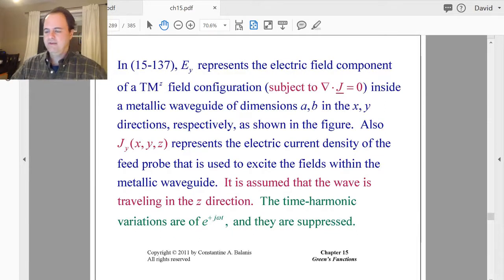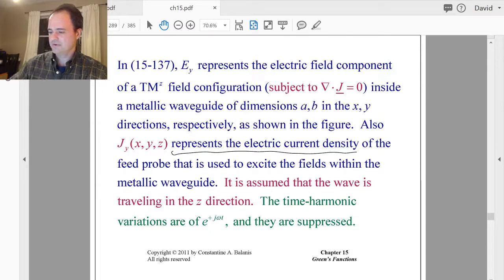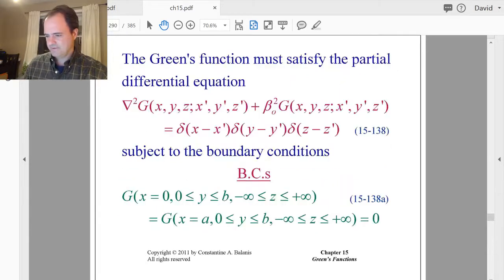So E of y represents the electric field component of a TMZ field configuration inside the metallic waveguide of dimensions A and B in the x, y directions respectively, as shown in the figure. Also, J of y represents the electric current density of the feed probe that is used to excite the fields within the metallic waveguide. We knew that from prior chapters. So we're going to assume that the wave is then traveling in the z direction and is time harmonic. So this is what we have for the Green's function. So then we develop the Green's function.